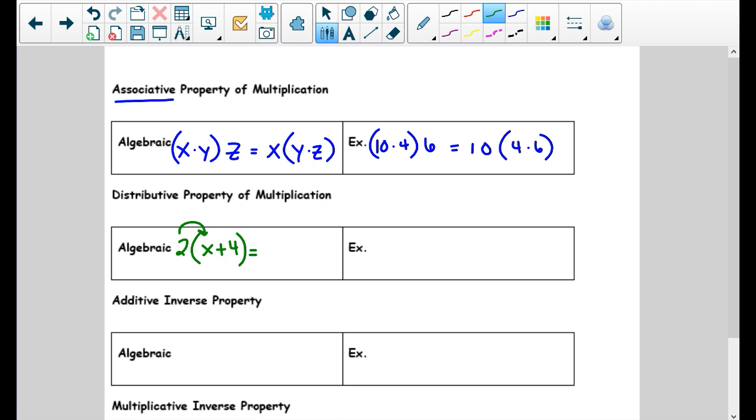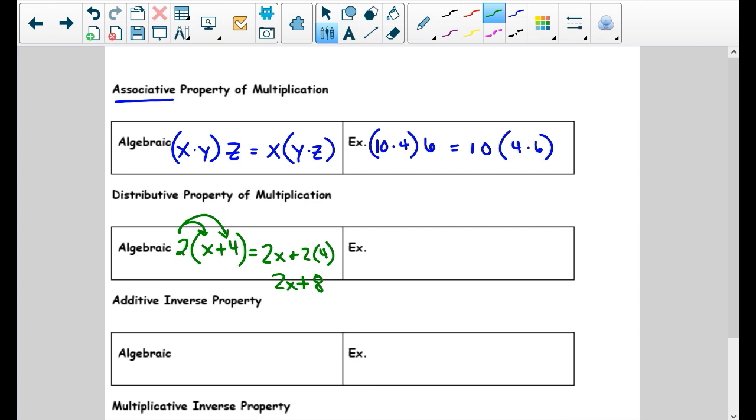So 2 times x, and I get 2x, and then 2 times 4. I'm going to write it as 2x plus 2 times 4, so it looks like that. And then we could simplify it as 2x plus 8. Okay? So that's typically when we use this property.